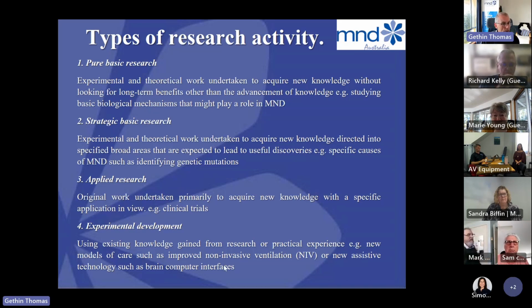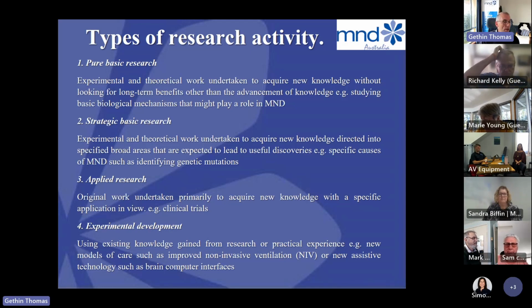So applied research is basically how we actually undertake research that answers a very specific question that will lead to an application in your field. So for us in MND, a simple answer to that is a clinical trial. We're asking the question, will this drug help people with MND? Yes or no?